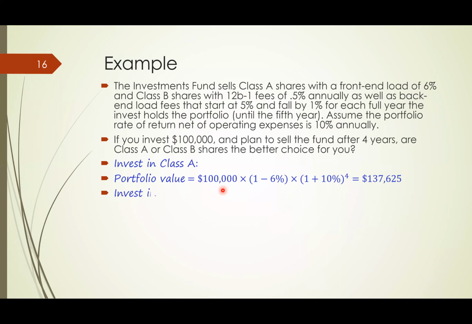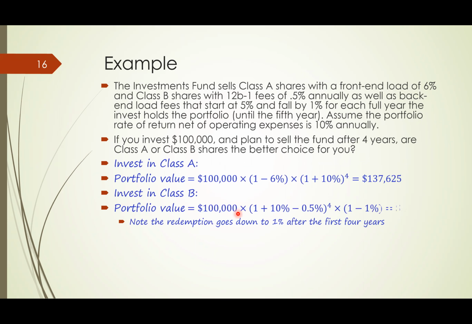So let's look at the calculation. Investing in Class B, we're going to start with $100,000. It's going to compound at 9.5% for 4 years. At the end, you're going to pay 1% as a redemption fee, so you are able to keep 99% of the ending balance. That leads to $140,328. So in a 4-year horizon, Class B shares are the better choice relative to Class A.